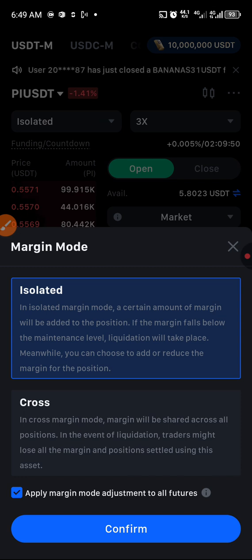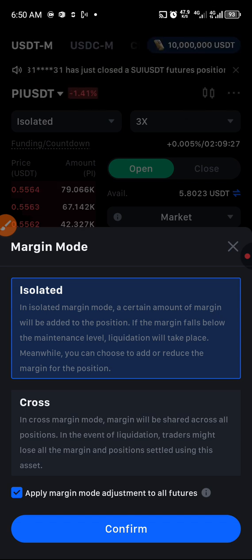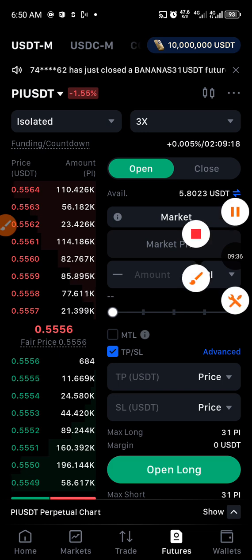So if there is liquidation, liquidation means where they will remove all your assets, your margin that you are using to trade. So if any liquidation process takes place, it will affect you, because your entire 10 USDT can be wiped off, depending on the market condition. So I will advise newbies to make use of isolated. Okay, so we are through with that.